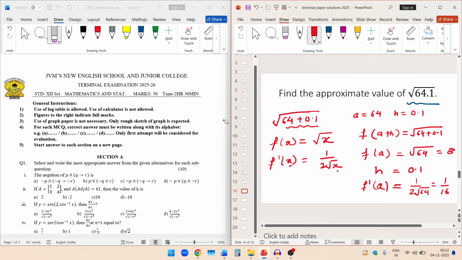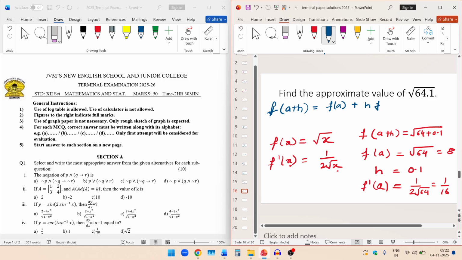Now all the terms are here. Now I'm going to use the formula directly. I'm going to write it up here. The formula is very simple. It is root of 64, that is f of a plus h, will be equal to f of a plus h times f dash of a. So the answer should be 8 plus h.